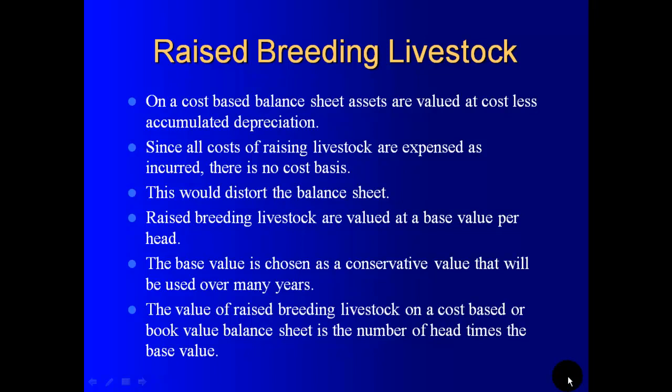And the way that we get around it is that raised breeding livestock are valued at a base value per head. And so we just pick a conservative value that we can use over many different years and times however many head we have at that base value. That base value it would be like $500. And if you had 100 head, 100 times 500 would be $50,000. The value of raised breeding livestock on a cost-based or book value balance sheet is the number of heads times that base value.